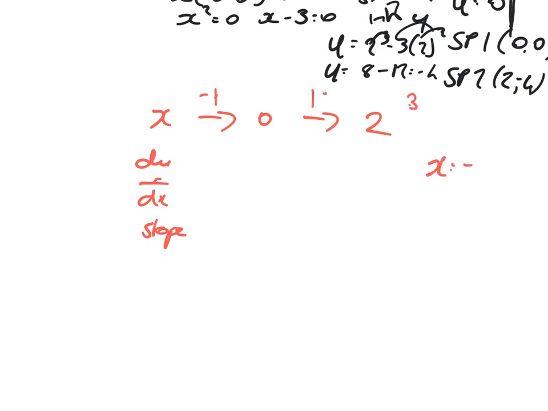So let's investigate first of all at x equals minus 1, so dy by dx will be equal to 3 bracket minus 1 squared minus 6 bracket minus 1. So minus 1 squared is 1, times that by 3 is 3.